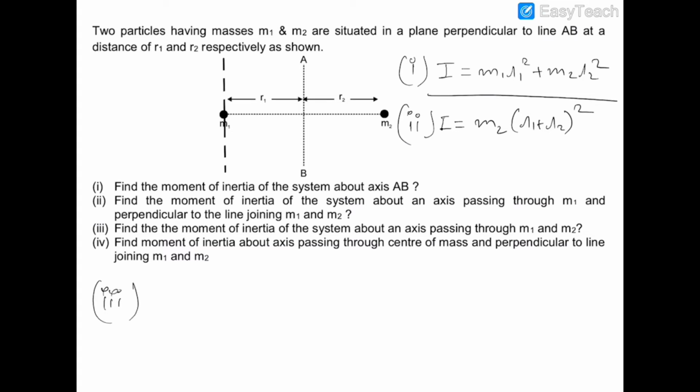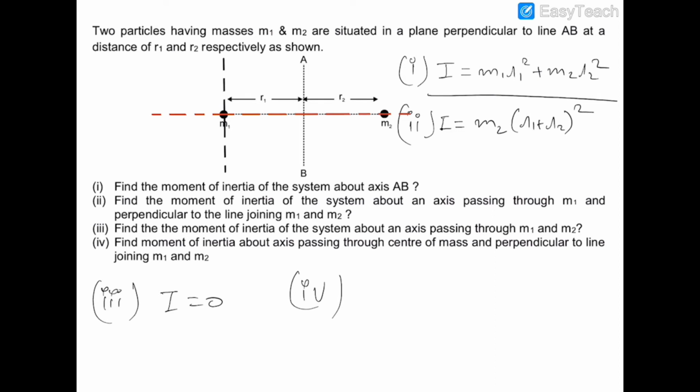we have to find out the moment of inertia of the system about an axis which is passing through m1 and m2. So we have to find out the moment of inertia about this axis, this one. So if this is the axis, the moment of inertia about this axis I would be 0, because again this axis is passing through both the masses and their distance from this axis would be 0.